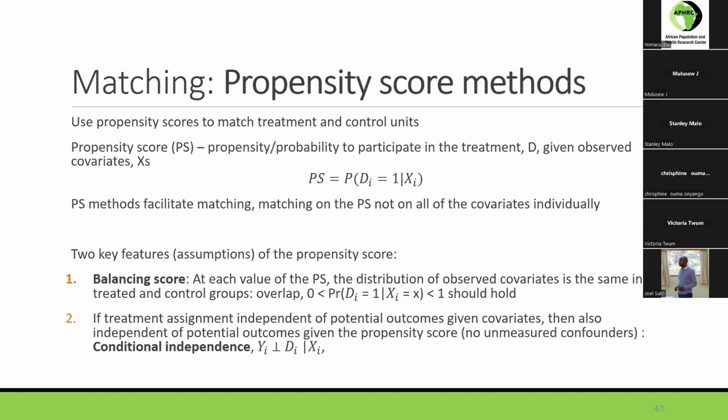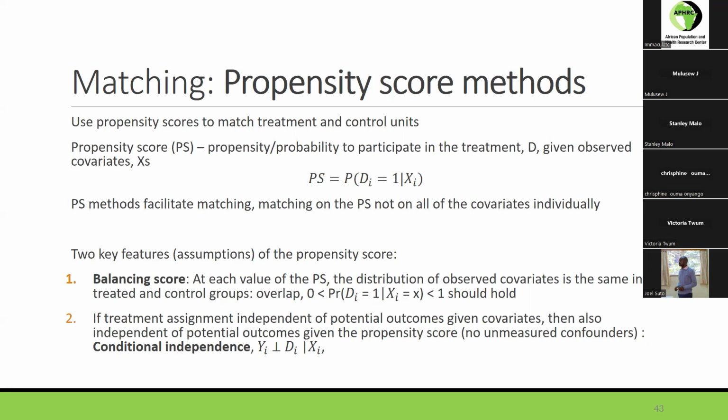So when we estimate propensity score, we have to remember 2 assumptions. 1, for each individual, for each unit, the distribution of observed covariates should be the same among the treated and the control group. That means when we compute propensity score, the probability should range from 0 to 1. I said it is a probability.